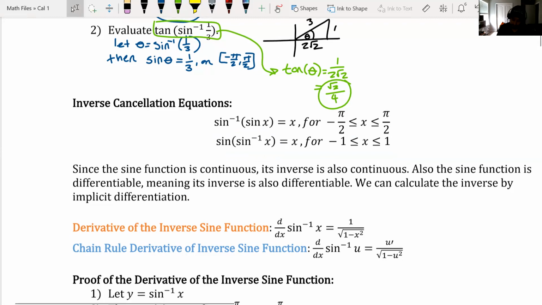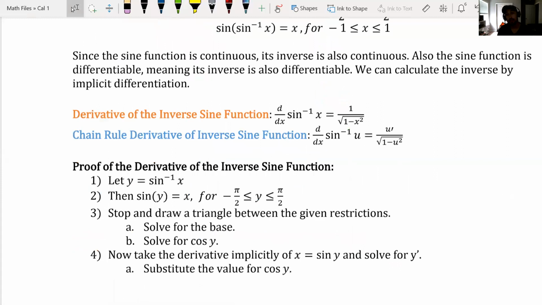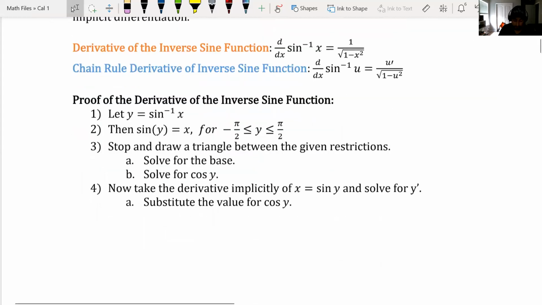Now we want the derivative of the inverse sine function, and we're going to prove that derivative by the use of right triangles and the unit circle. Since sine is continuous and its inverse is continuous, this means sine has a derivative and the inverse has a derivative. And we calculate the derivative of the inverse by implicit differentiation.